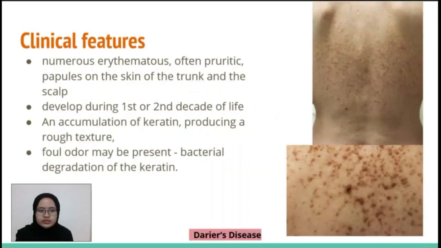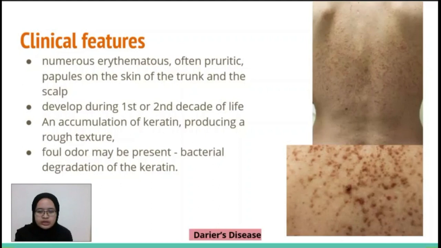So for clinical features, patients with Darier's disease have numerous erythematous, often pruritic papules on the skin of the trunk and the scalp that develop during the first or second decades of life. As you can see in the picture at the top, there are numerous papules all over the skin of the trunk, and the bottom picture is a close-up of the above lesions.